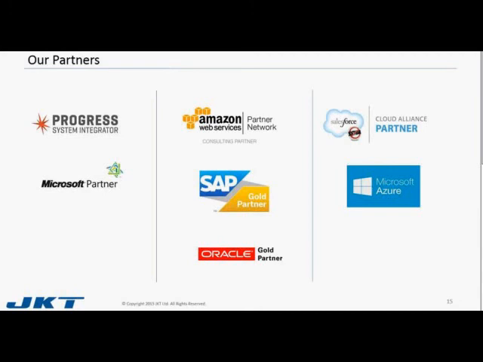Let's now move over and see who our partners are. As an organization, JK Technosoft has all these partners. We are a partner of Progress, Microsoft, Amazon Web Services for cloud enablement, SAP, Oracle, Salesforce.com, and of course Microsoft Azure, again for cloud enablement.